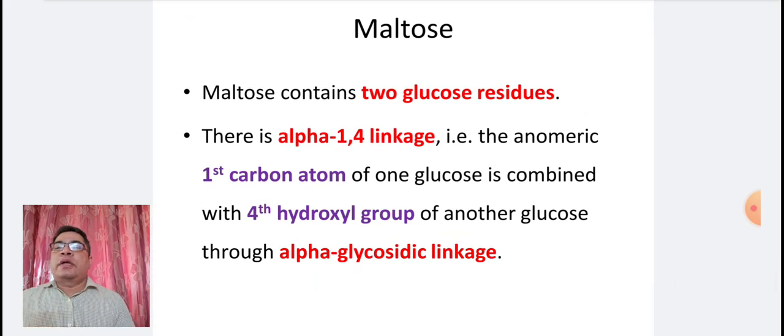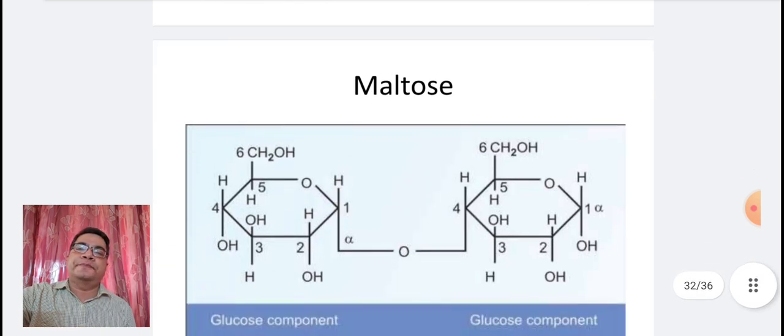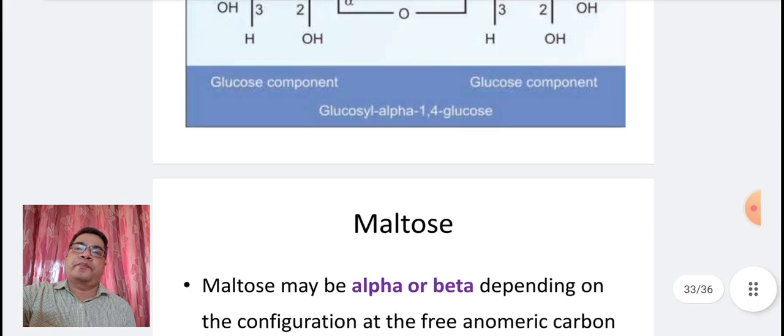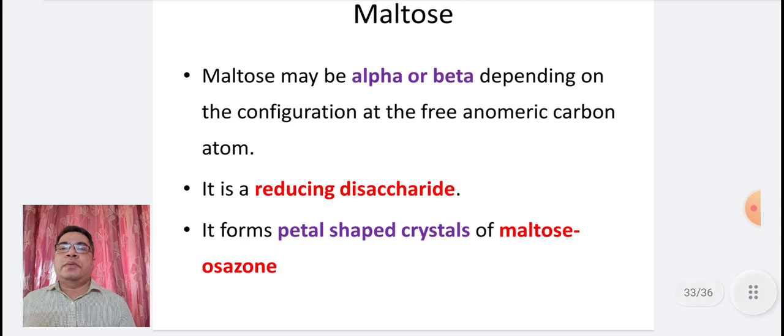Coming to the third disaccharide, maltose. Maltose contains two glucose residues. There is an alpha 1,4 linkage, that is, the anomeric first carbon atom of glucose is combined with the fourth hydroxyl group of glucose through alpha glycosidic linkage. Here we can see the structure of maltose, glucosyl alpha 1,4 glucose. Maltose may be alpha or beta depending upon the configuration of the first anomeric carbon atom. It is a reducing disaccharide. It forms petal-shaped crystals of maltosazone.